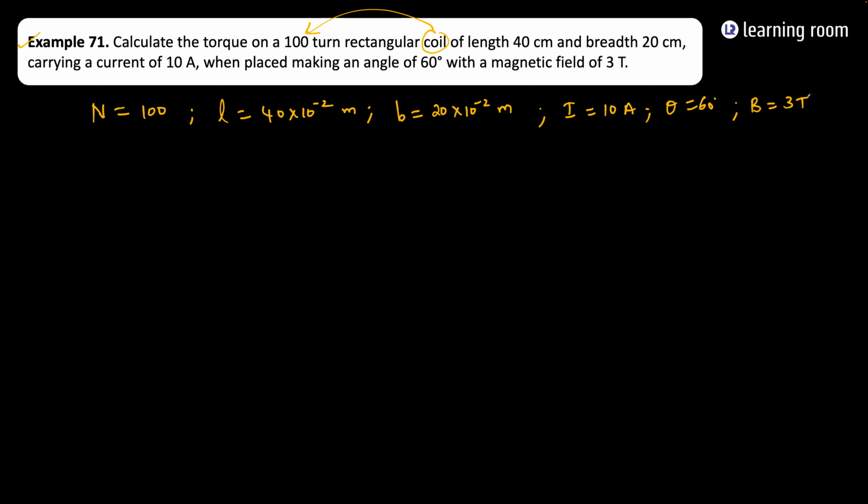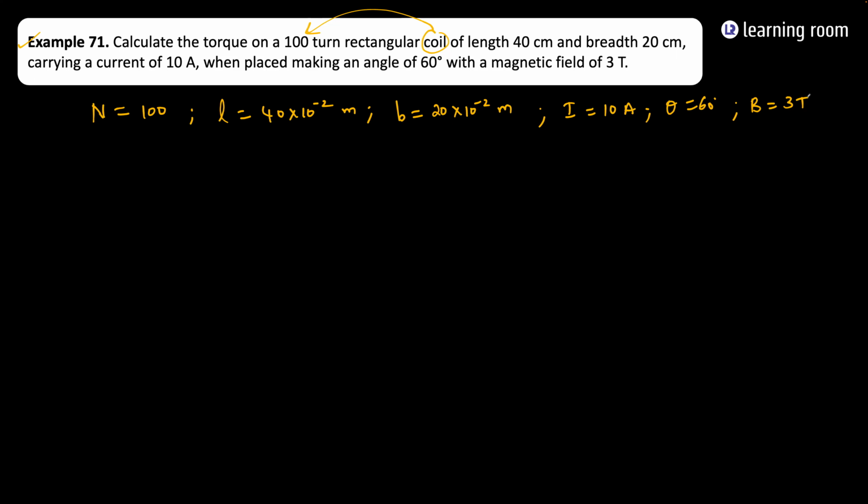If this is the magnetic field, the coil is making an angle 60 degree with the magnetic field, meaning if you see from the top, it looks like this. So the angle between the coil and the magnetic field is 60. But what is the value of theta that you need to substitute in the formula? Is it the angle between the coil and the magnetic field, or the area vector and the magnetic field? Area vector and magnetic field, no.